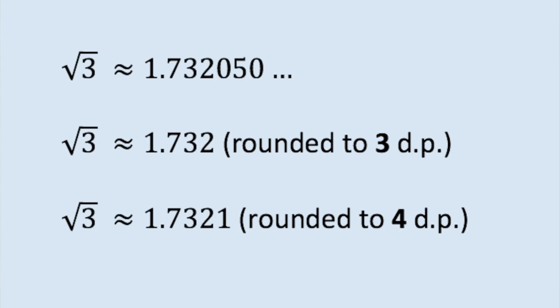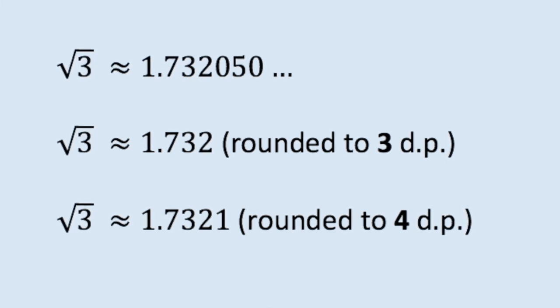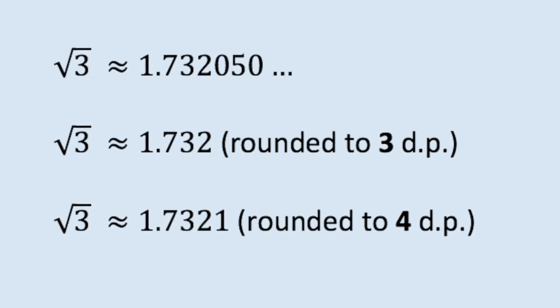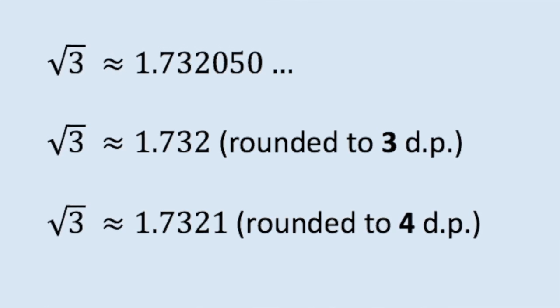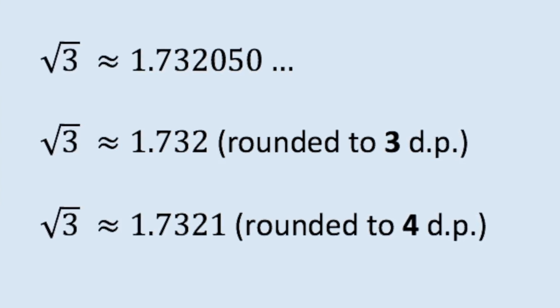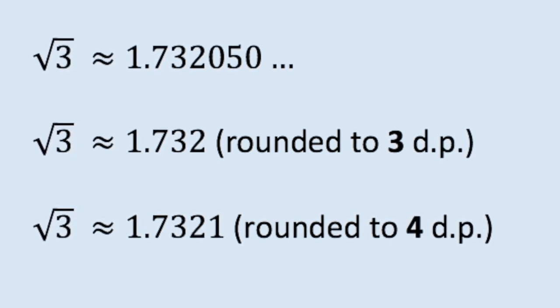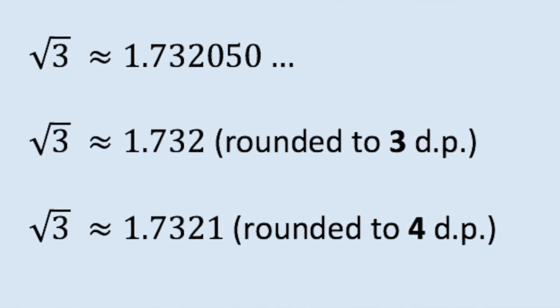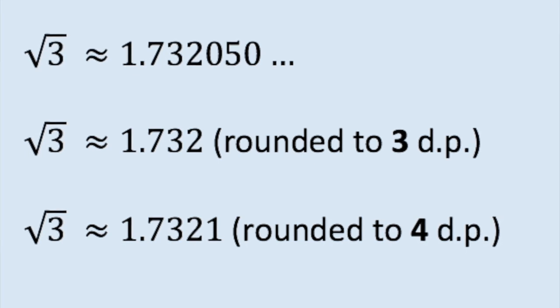The square root of 3 is 1.73250. Rounded to 3 decimal places, we would get square root of 3 is approximately 1.732. But rounded to 4 decimal places, we get square root of 3 is approximately 1.7321. Notice that there was a 0 at the 4th decimal place. But since the next digit was 5 or more, we rounded the 4th digit up to 1.